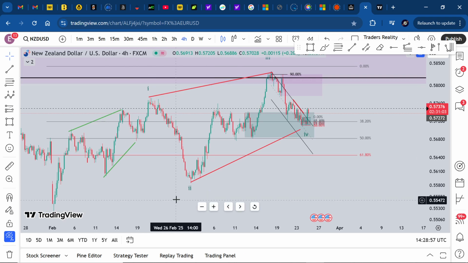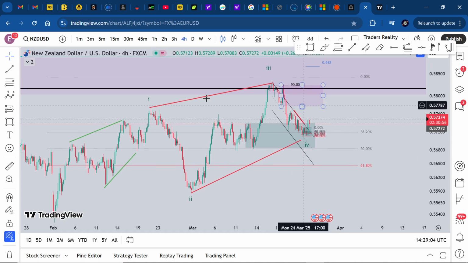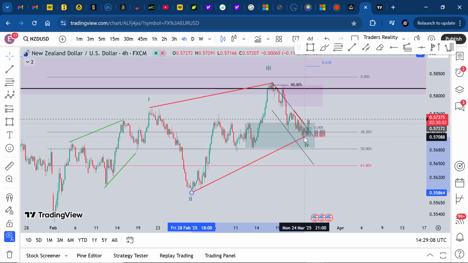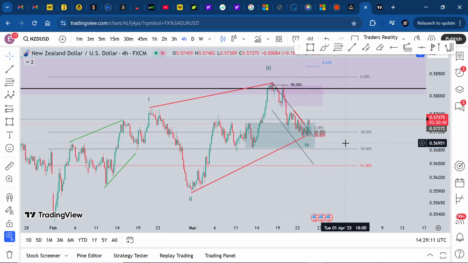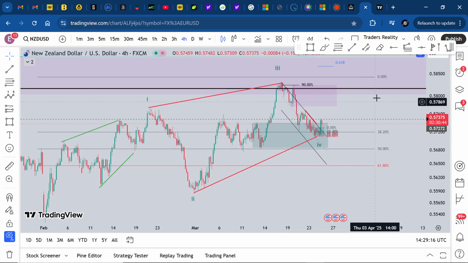One, 2. No, not for this. Not for this. It would invalidate our leading diagonal. Okay, we need converging lines. Another low below the low we've made over there, here, and I'm not looking at a diagonal anymore.